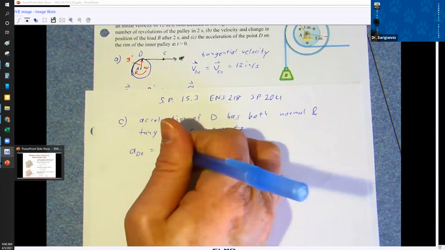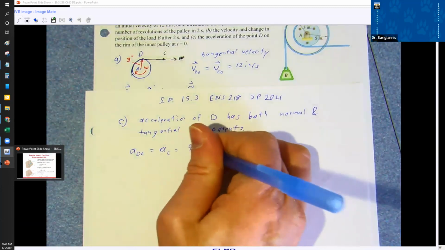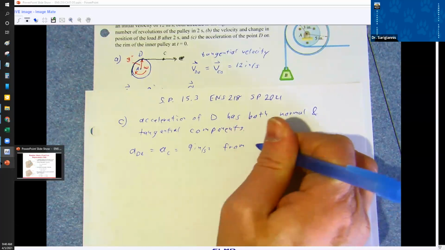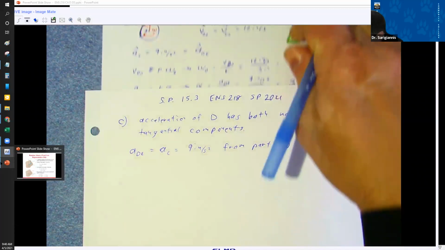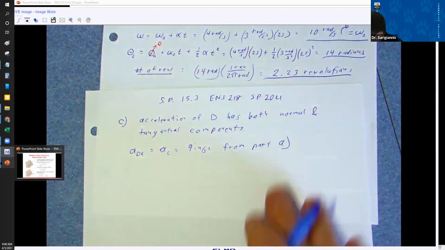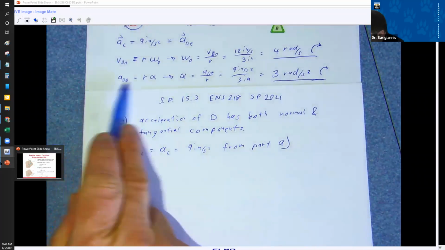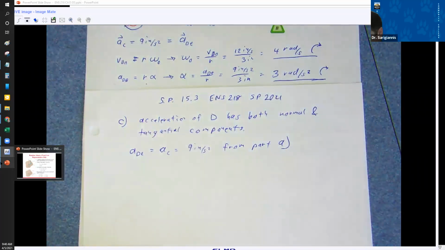This is just the acceleration of C, and we figured that out. This is 9 inches per second squared. I'll just put from part A. Right, so part A was this. We already used that relationship.